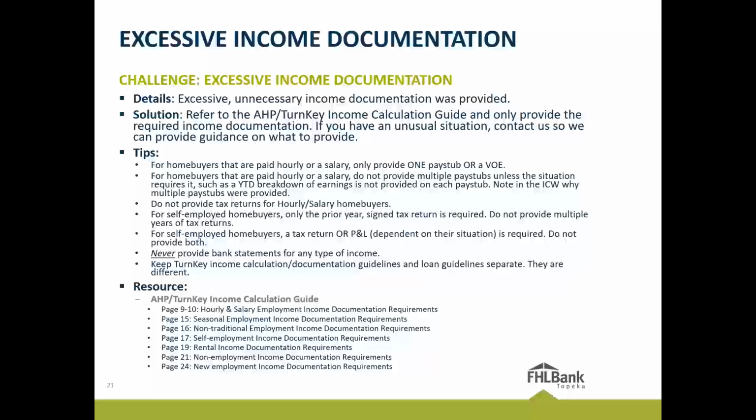Here, we'll talk about excessive income documentation. It's very important that you only provide the required income documentation listed in the AHP TurnKey Income Calculation Guide. Providing excessive and unnecessary income documentation slows down the review process and will likely result in the reservation being deemed ineligible or requiring several rounds of clarification.